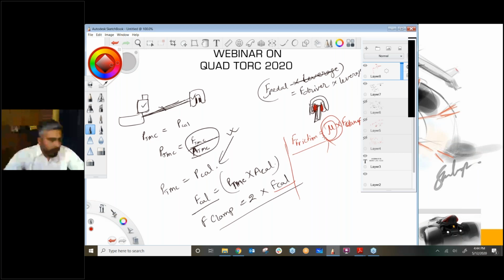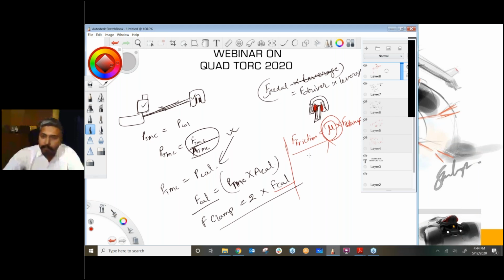Force by driver. Step 1, force by driver. Step 2, force by pedal, which will be calculated by multiplying the pedal ratio by the force by driver. So you will get this.